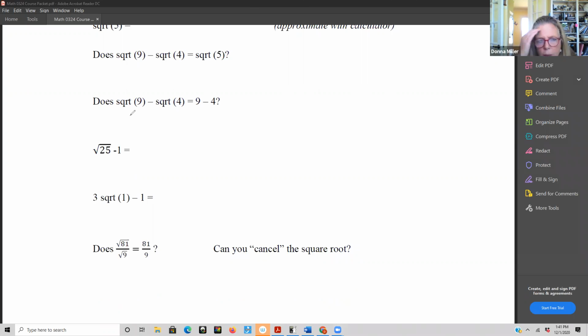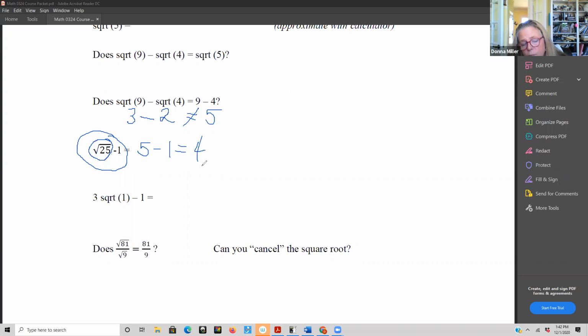All right, so obviously this isn't true either. The square root of 9 is 3, the square root of 4 is 2. So you have to do the square roots, right? So it's not true. All right, so if they want you to evaluate something like the square root of 25 minus 1, what's in the radical here is what you're taking the square root of. So the square root of 25 is 5. You're going to get 4.